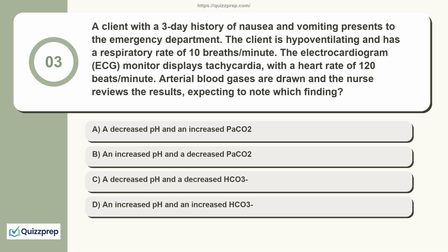Question 3. A client with a 3-day history of nausea and vomiting presents to the emergency department. The client is hypoventilating and has a respiratory rate of 10 breaths/minute. The electrocardiogram (ECG) monitor displays tachycardia, with a heart rate of 120 beats/minute. Arterial blood gases are drawn and the nurse reviews the results, expecting to note which finding: a decreased pH and an increased PaCO2, an increased pH and a decreased PaCO2, a decreased pH and a decreased HCO3, an increased pH and an increased HCO3.